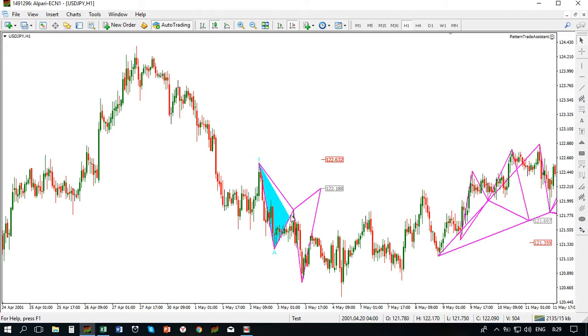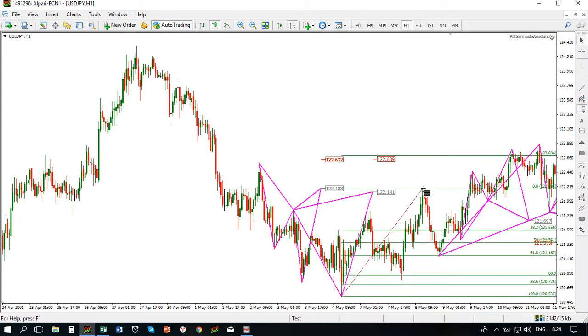Okay, going this to this to this and this because it exceeds. Yes, it is a valid pattern. You see it was drawn and it is a 618 winner. Let me check that. Yeah, it was a 618 winner.